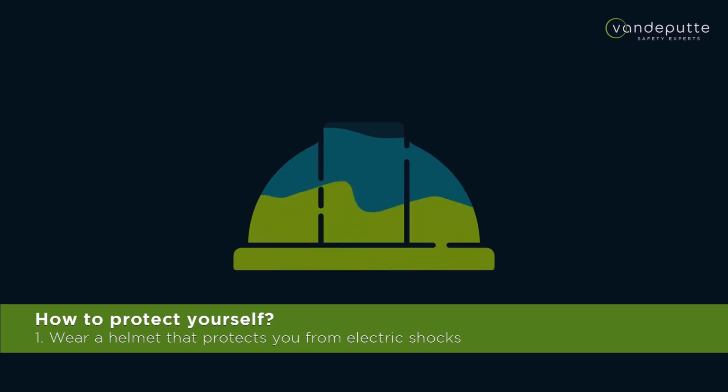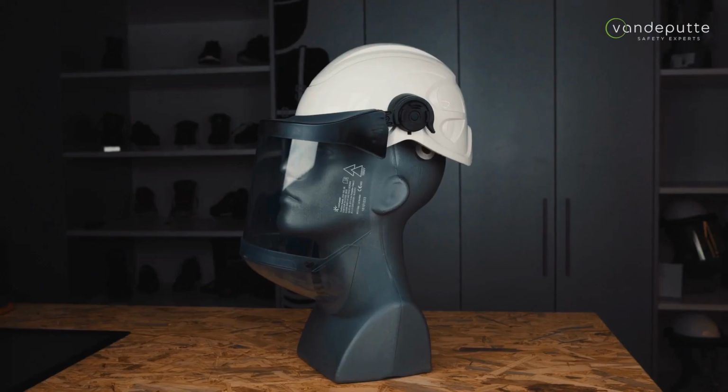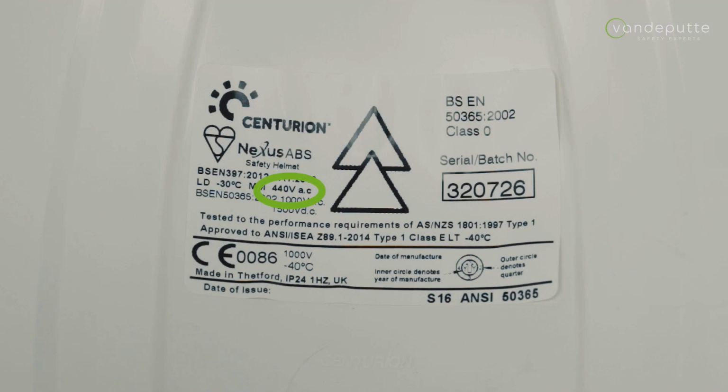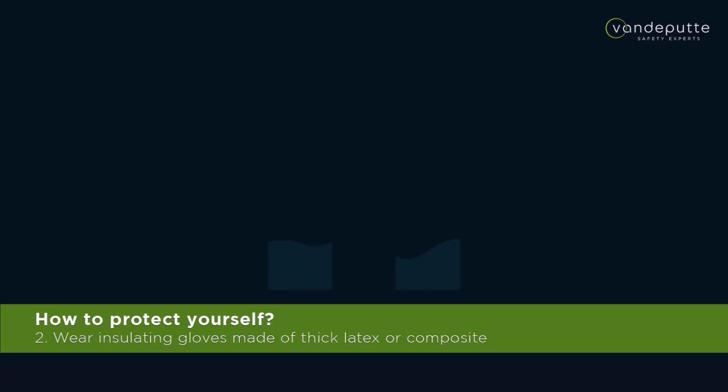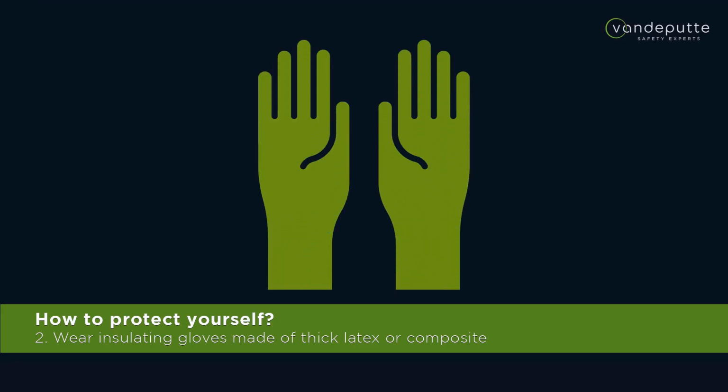How can you best protect yourself against electrocution? Wear a helmet that protects you from electric shocks. The marking 440 volts indicates that you are protected against this voltage. Some safety helmets protect you against 1000 volts, and this is indicated on the helmet with a double triangle. Do you wear insulating gloves made of thick latex or composite? The class 00 or 4 from the standard indicates the voltage to which they have been tested.